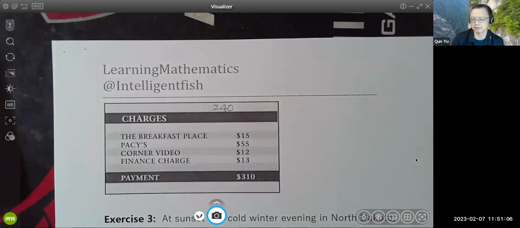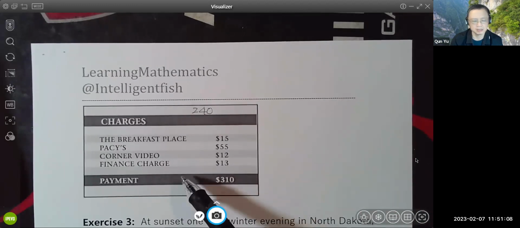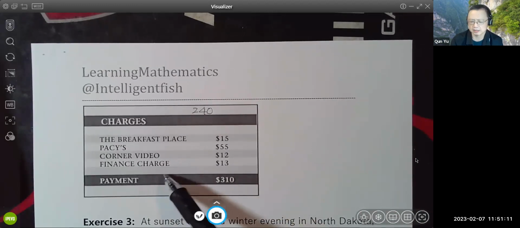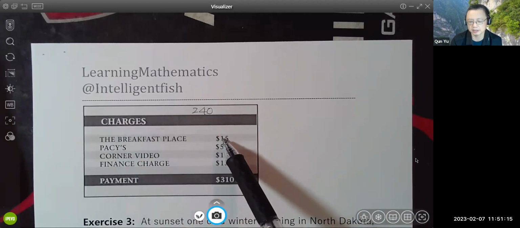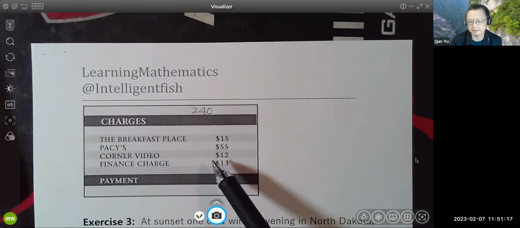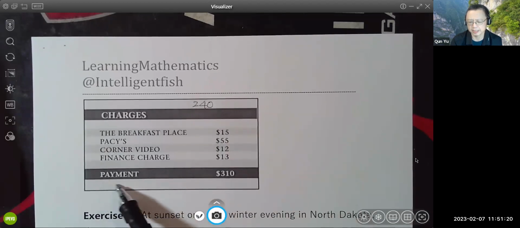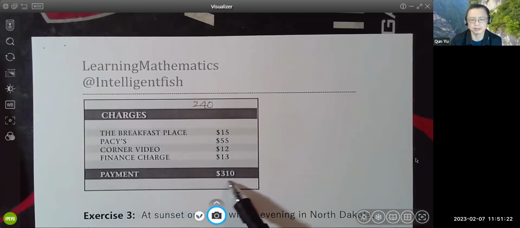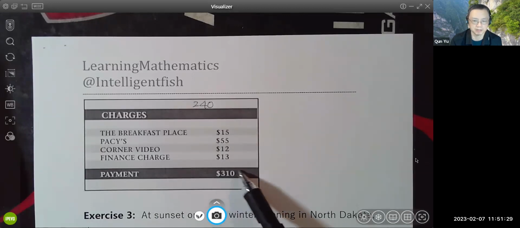That's going to be a negative number. Then she has four transactions. These are charges. These are going to be new debt. And then in the end, she made a payment of $310. Payment is to reduce the debt. So this is a credit, so this is going to be a positive number relative to the debt, right? You use a negative number to represent debt, your payment is going to be a positive number.